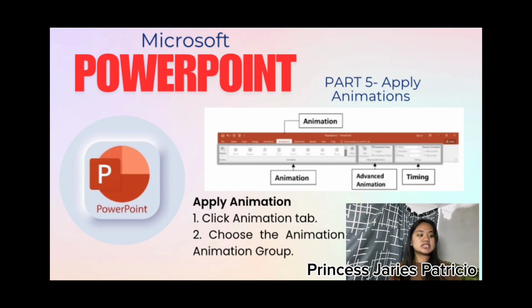The part 5 is applying animations to your PowerPoint. By applying animations to your PowerPoint, click the Animation tab, choose the animation you want under the Animation group.